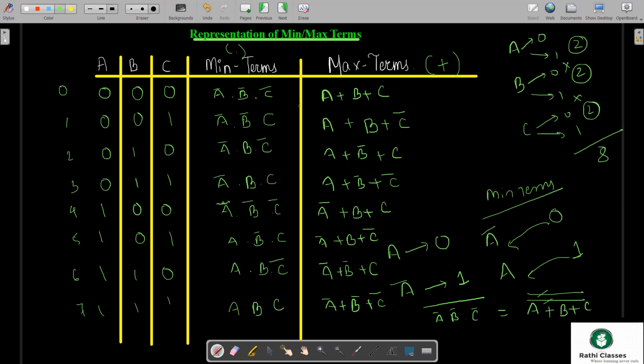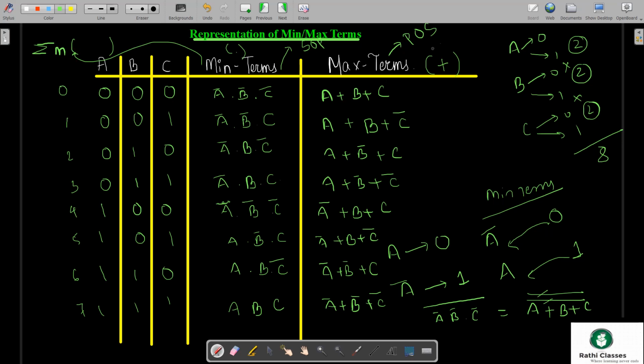Now the question arises, where will we actually use these minterms and maxterms? We will use them in order to generate SOP and POS. Minterms will be used to represent SOP and maxterms will be used to represent POS. POS implies product of sums, SOP implies sum of products, and minterms will be of the form sigma small m. That means this case plus this case plus this case. That will be the representation of minterms in order to generate SOP.